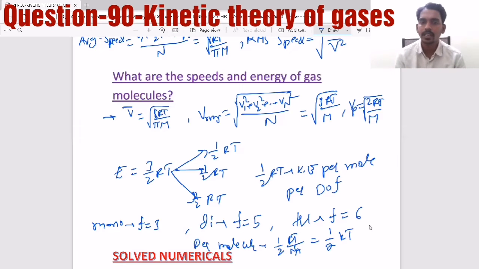So when they ask the kinetic energy of a gas, you must understand whether they are asking per molecule, or per mole per degree of freedom, or only translational kinetic energy, or only rotational kinetic energy, or total energy. You must know the clarity, then only you can solve it.